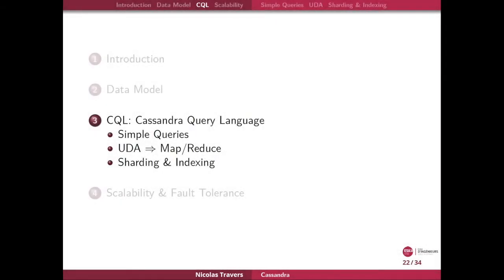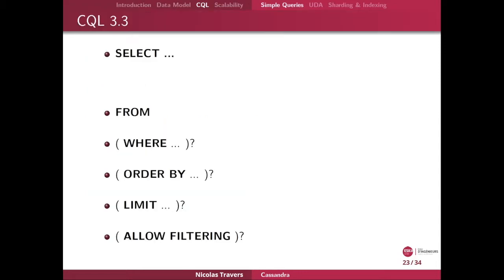Let's speak about CQL, which is Cassandra Query Language. We'll see how to build queries in order to have more complex queries and how we can distribute information more smartly. CQL is composed of very simple clauses inside.